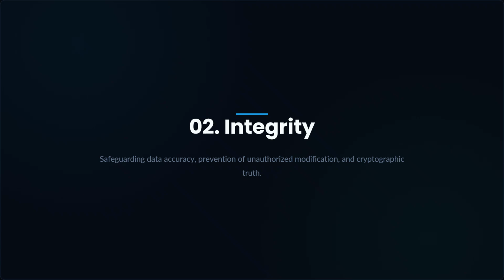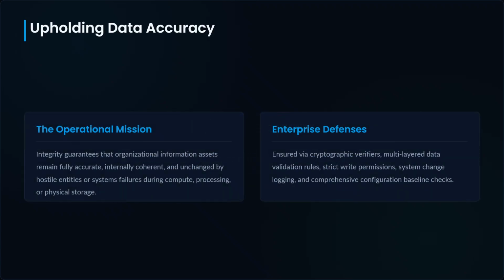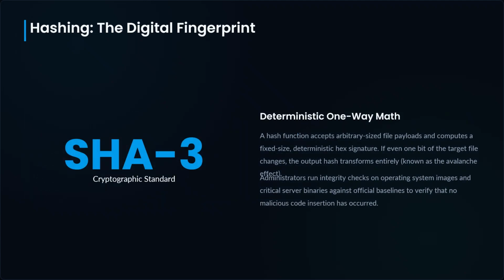2. Integrity, keeping data accurate. Integrity guarantees that data remains accurate, complete, and unaltered throughout its entire life cycle. It ensures that information has not been modified, deleted, or corrupted by unauthorized actors, system glitches, or malicious code. Deep dive techniques and technologies.